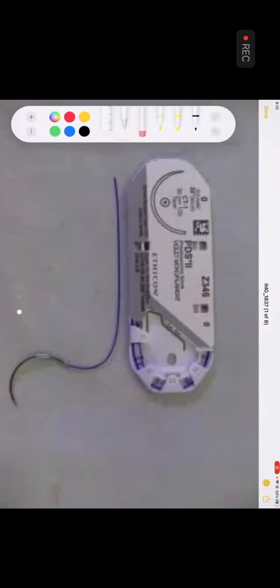See this one. Now, this is a suture which is a PDS 2. Can you see? The right of the picture is not so prominent. Hello? Yes, sir. Yes, sir.